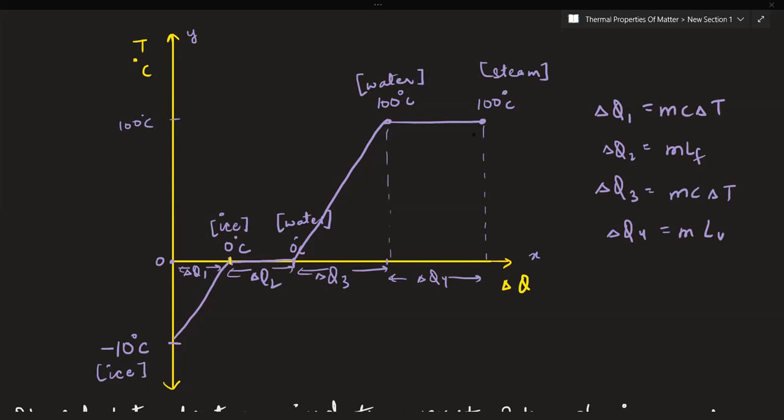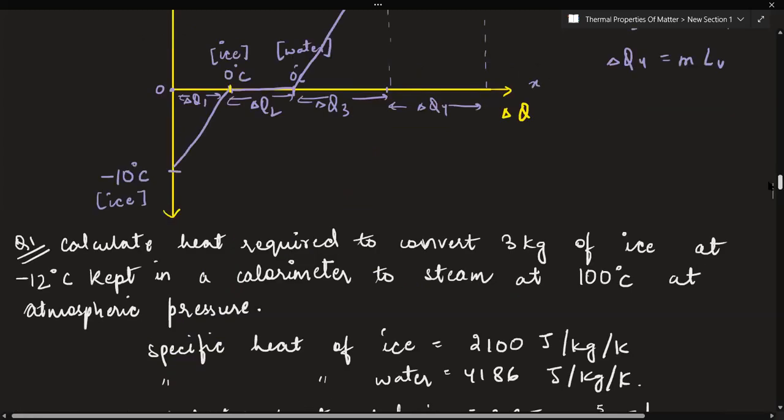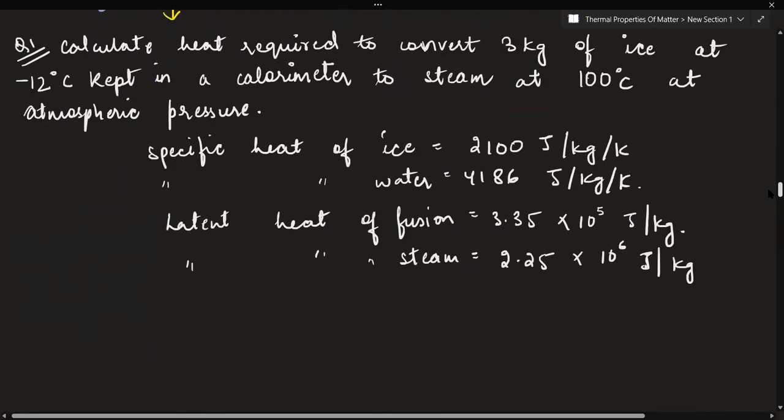Plotted? Drawn the graph? Yes, ma'am. Okay. Now let's try a numerical. As I've told you, there is not a single numerical on this question. I mean, regarding one conversion, one process, you won't be getting a single question. You will be getting a mixture of questions like this.